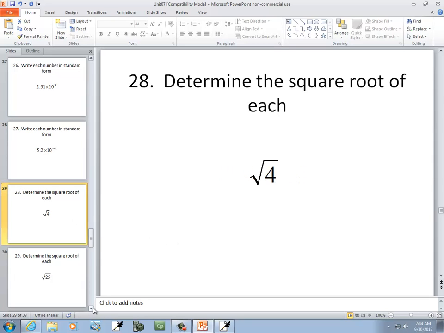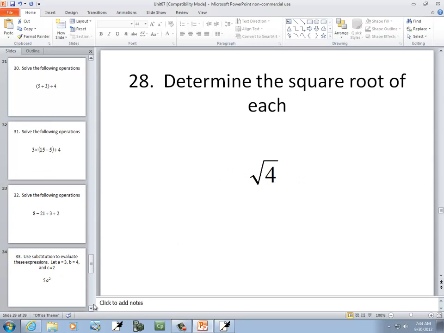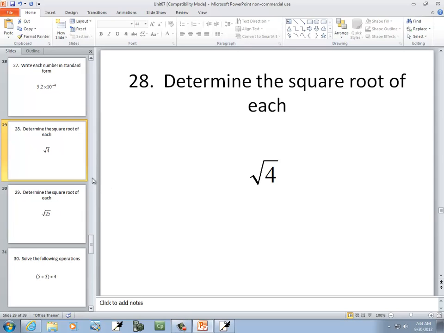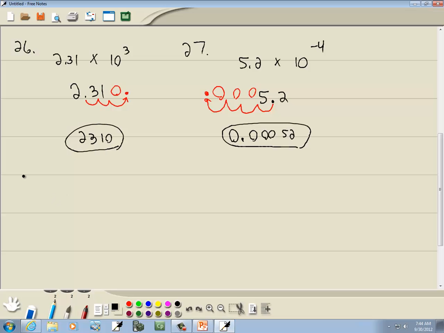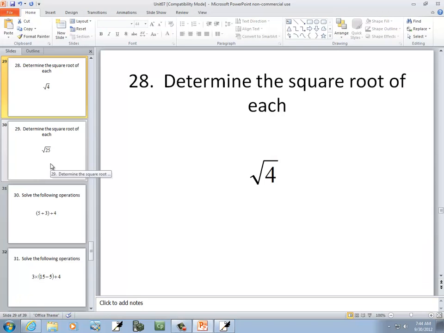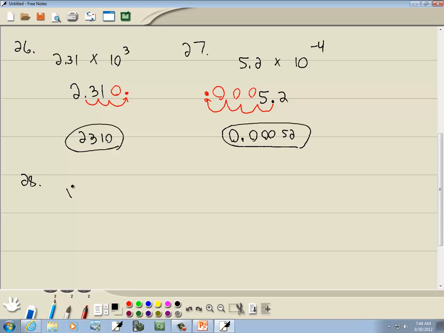Now the next thing is best to show with a couple examples. So let's take a look at that. It says determine the square root of each. This symbol right here is the square root.